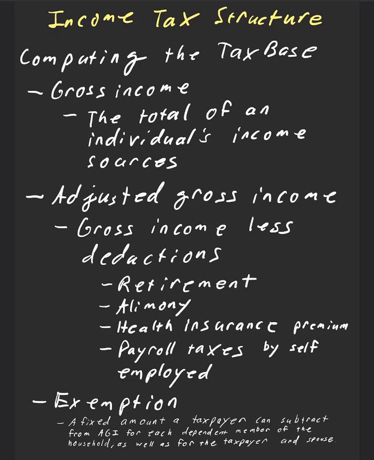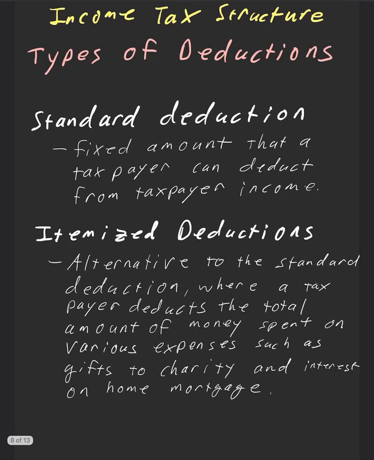I just want to lay some foundational basics here. So what are these deductions? Well, your main type of deduction is what's called a standard deduction. That's a fixed amount a taxpayer can deduct from their taxable income. And then you have itemized deductions. This is an alternative to your standard deduction, so you can't have both.